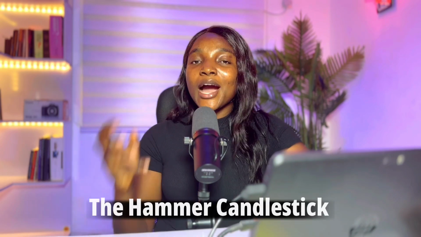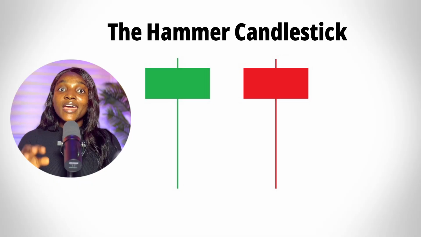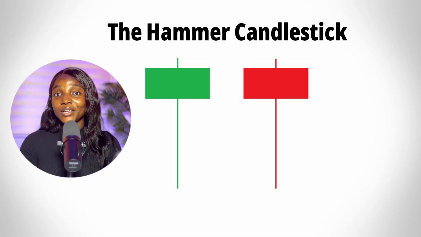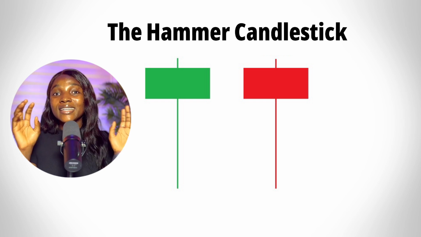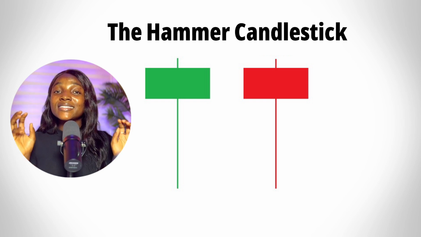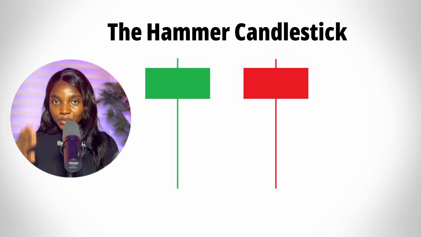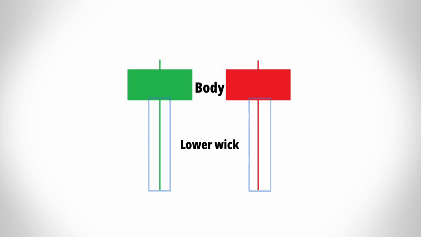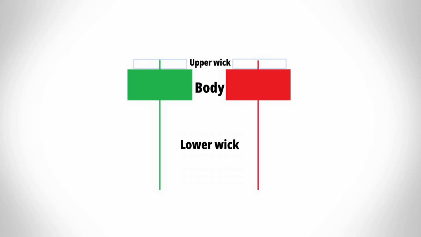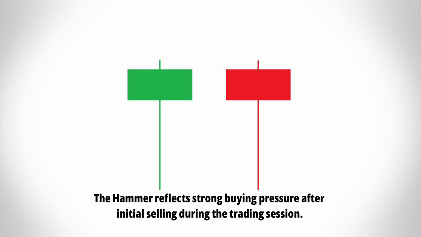The next single candlestick pattern on the list is the hammer candlestick pattern. A hammer candlestick is a single candlestick pattern that forms at the end of a downtrend and signals reversal to an uptrend. It is characterized by a small real body near the top of the candle and a long lower wick that is at least twice the size of the real body and a small or no upper wick. The hammer reflects strong buying pressure after initial selling during the trading session.